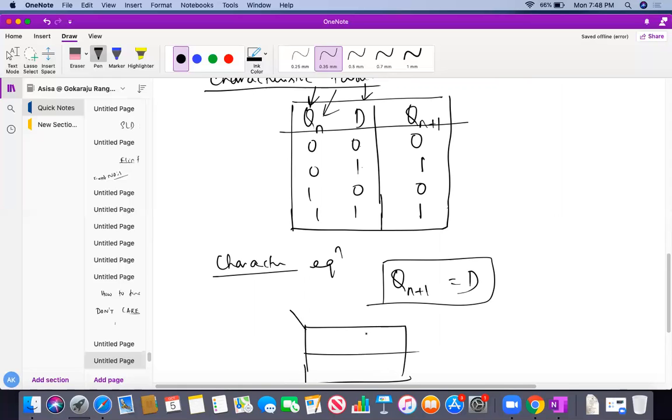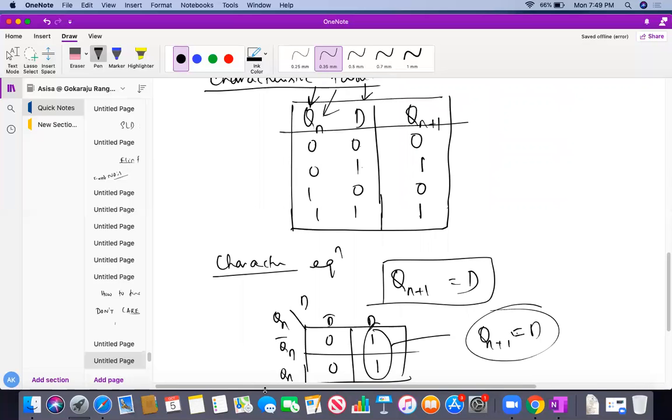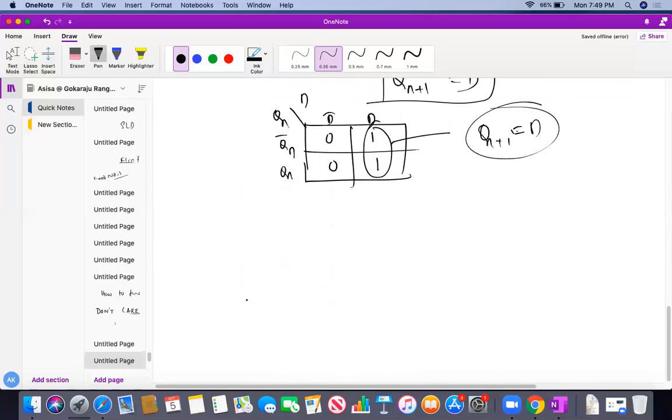You can take it like this. So this is my Q1, this is my D bar D, and this is Qn bar Qn. So this is my 0, 1, 0, 1. So you can take this one grouping. So Qn plus 1 is finally D. Okay, you can prove it like this also. This is my characteristic equation.